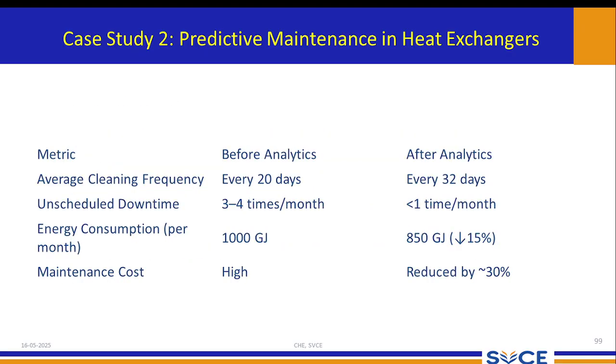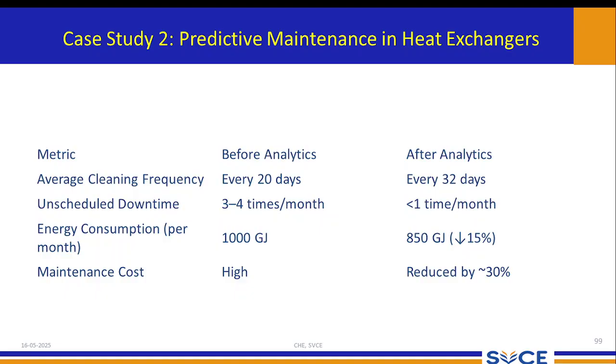So what is the advantage of before and after analytics? Cleaning frequency was 20 days before analytics, now it is 32 days. That means we are postponing cleaning and the time period has been extended, yet we are able to predict fouling 7 days before it occurs. That is the advantage. Regarding unscheduled downtime, before, even with cleaning every 20 days, 3 to 4 unscheduled downtimes were required. Now unscheduled downtime is limited to less than 1 time per month.